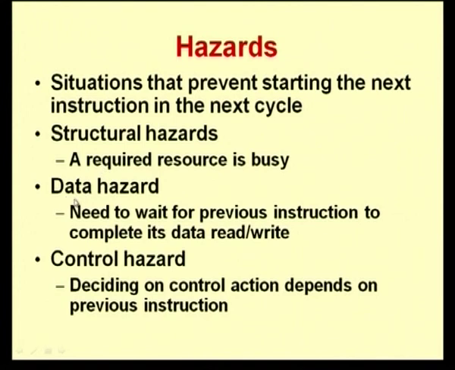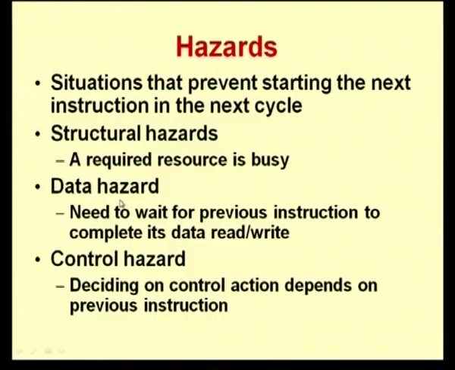Second is what is called a data hazard. This happens when we need to wait for the previous instruction to complete its data read or write before you can start the next instruction. Now, remember, there will always be dependency between instructions. And the dependency could be a data dependency or a control dependency. What we mean by data dependency is that the output of one instruction will have to go as input to the next instruction.